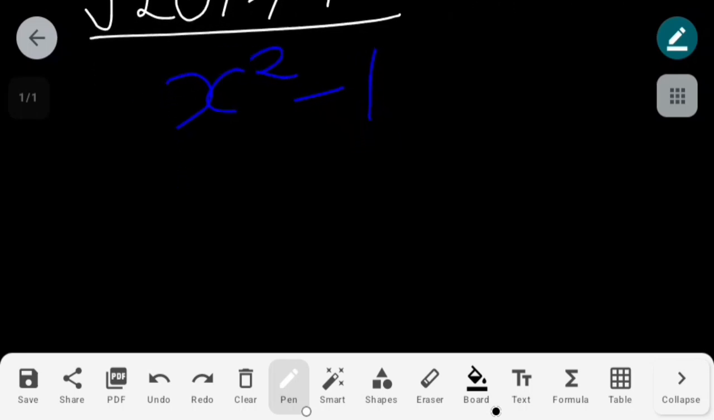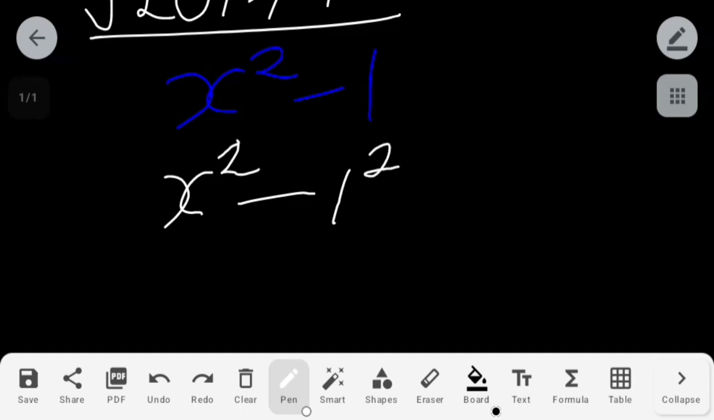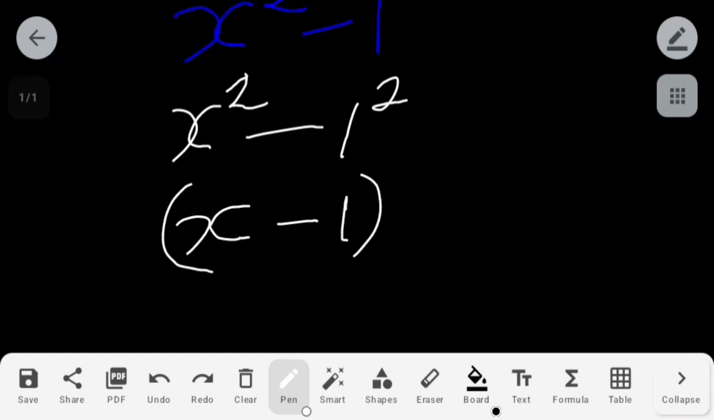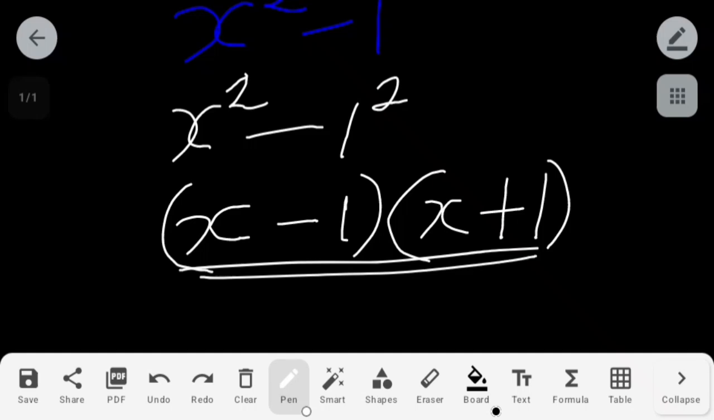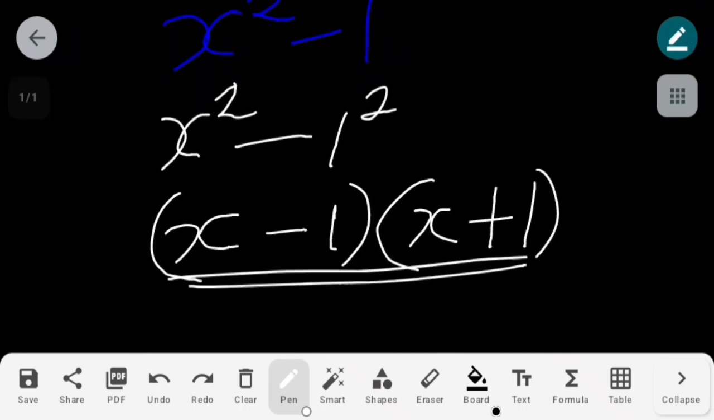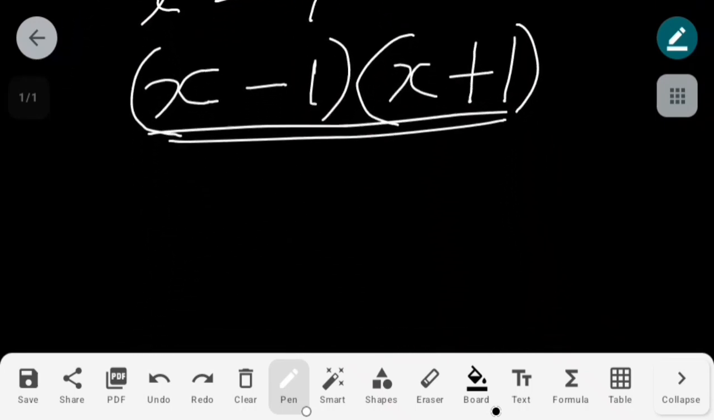So difference of two squares says a squared minus b squared is equal to a minus b, a plus b. In this case 1 is a square number, so we write it as x squared minus 1 squared. 1 squared is just 1. So x is our a, and our b is 1, so we have x minus 1, and in the other bracket x, then change sign, plus 1. So this will be our answer for June 2014 paper 2.